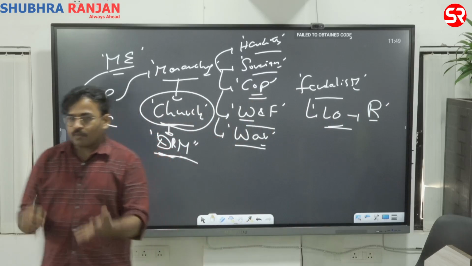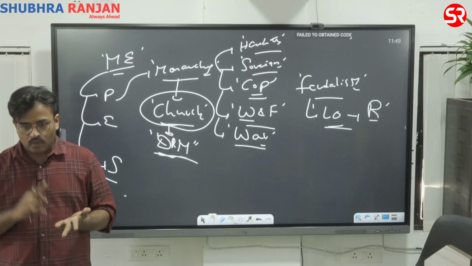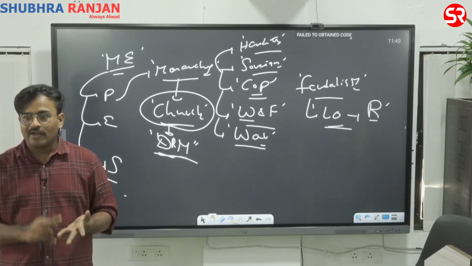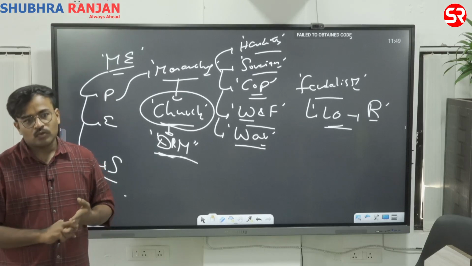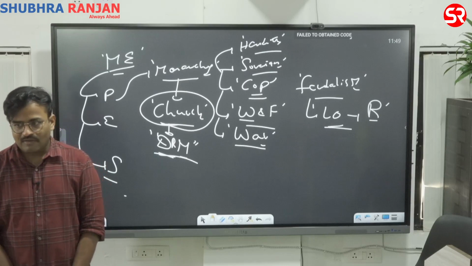Feudalism is a politico-economic and social system which is dependent on land ownership and the land-derived rights. If polity, economy and society are determined by land, then we will call it feudalism, sir. Did you understand? I'll just give one example.